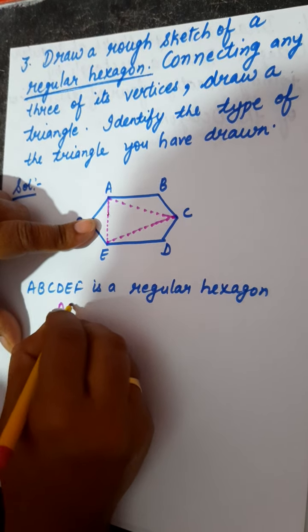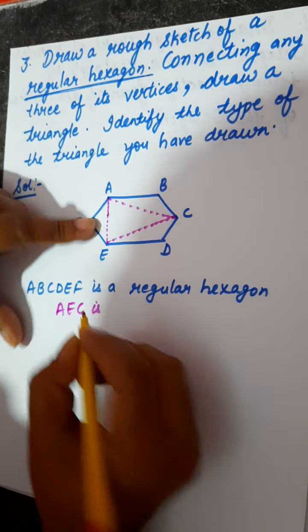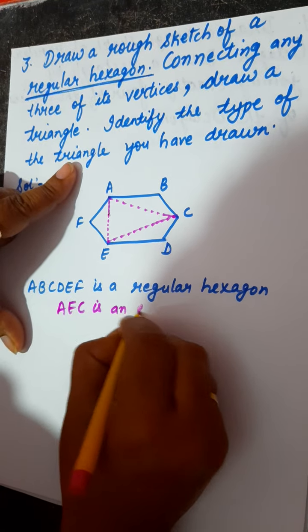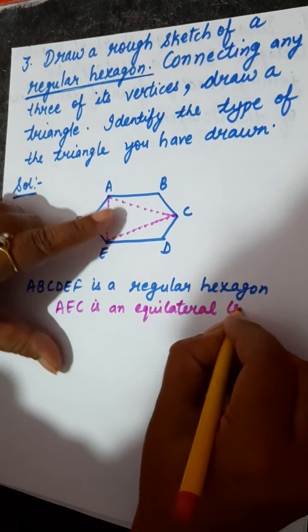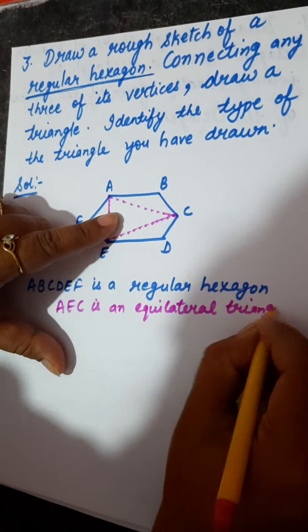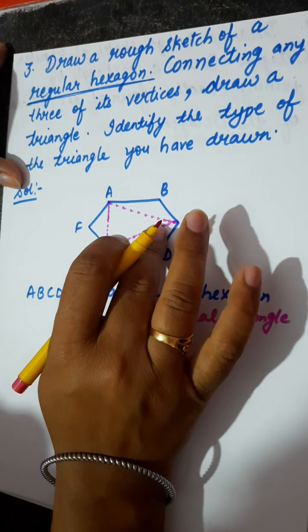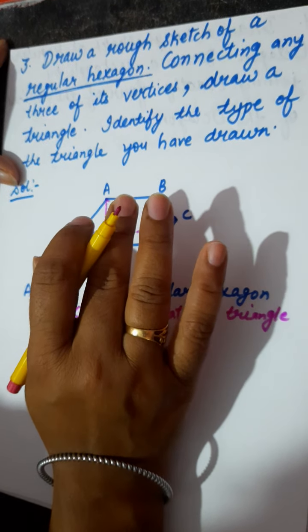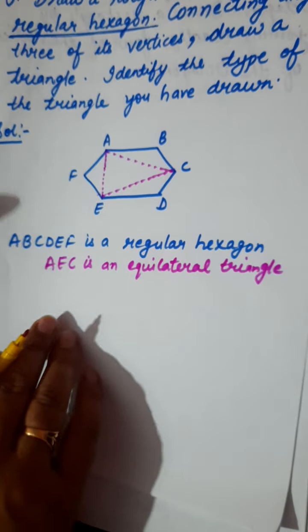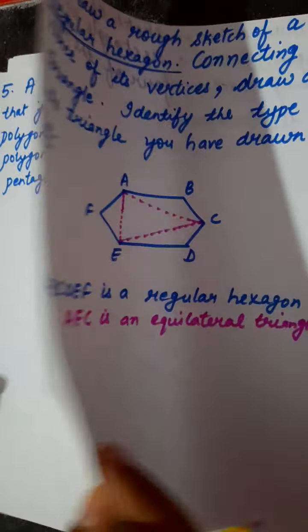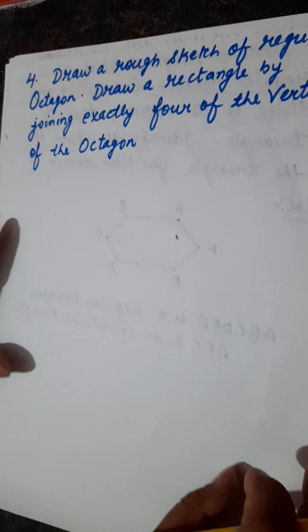So I will write AEC is an equilateral triangle. Equilateral triangle, because if I join these vertices, and we know that this figure is regular, so here we have AFC is an equilateral triangle. So next we have question number 4.